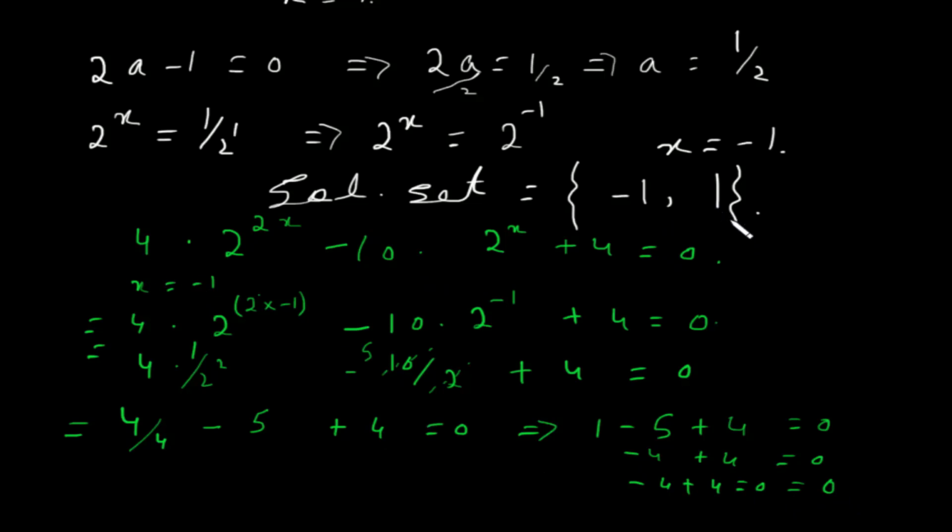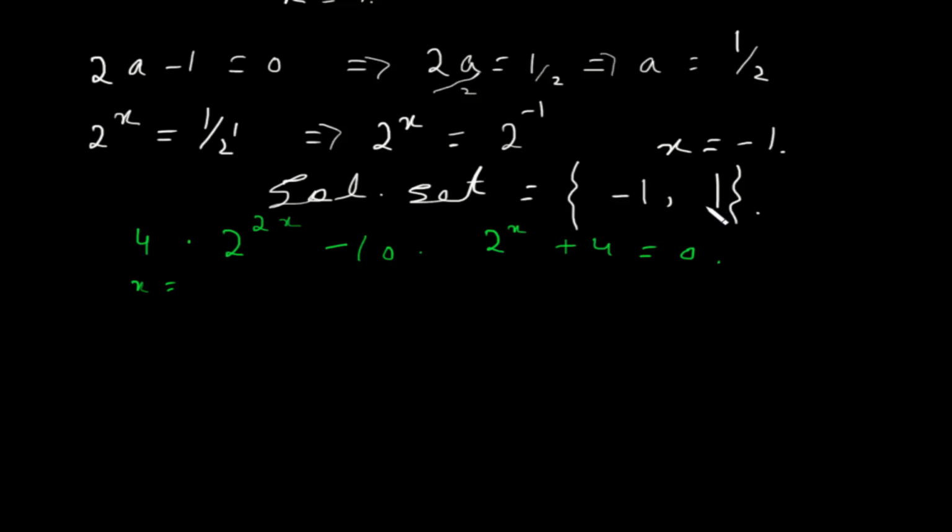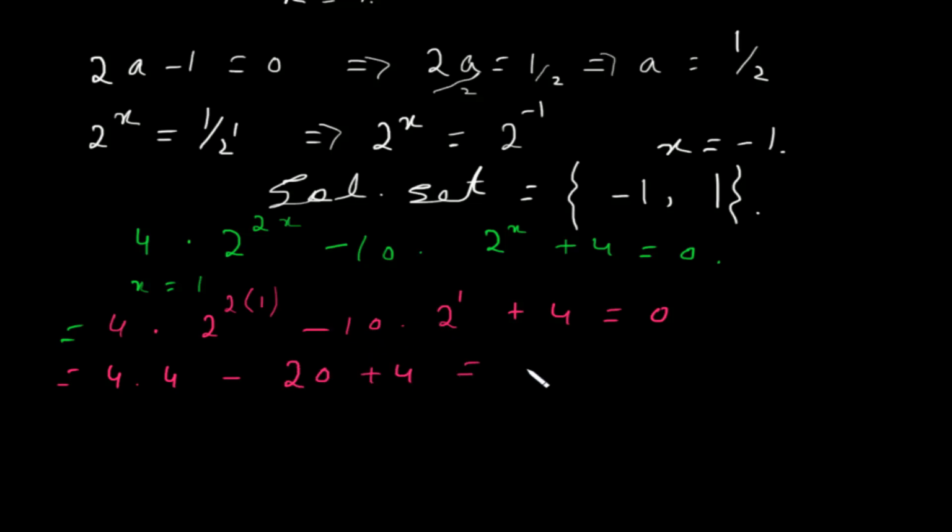Okay, now let's check for the second one. To check for this second root, that is 1, we have to put x is equal to 1 in this equation. That will give us 4 into 2 raised to 2 into 1, minus 10 into 2 raised to power 1, plus 4 is equal to 0. So here 2 ones are 2, and then 2 squared will give us 4, minus 10 into 2 will get us 20, plus 4 is equal to 0.